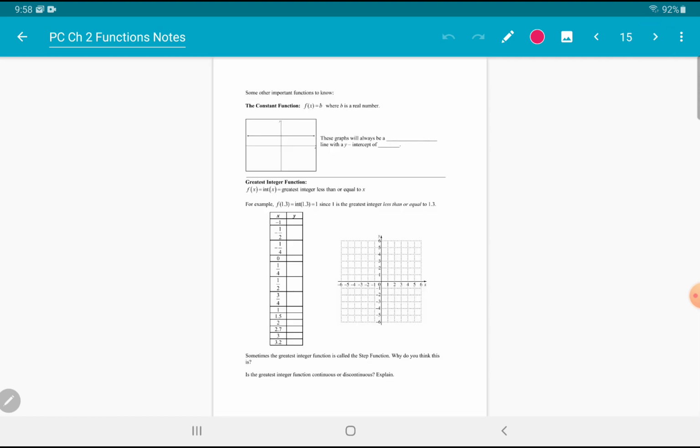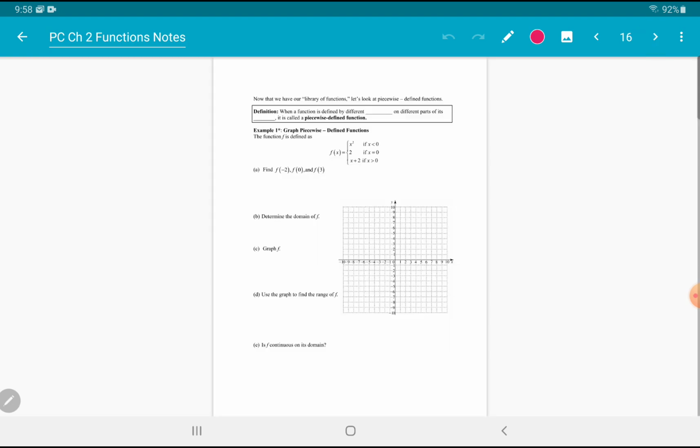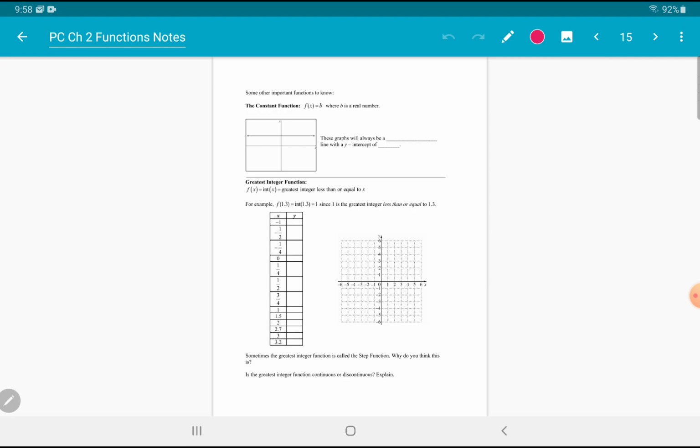I think that's enough for the parent functions. I'll let you do the rest, okay? Actually, maybe we should do the greatest integer together. That's a good one.